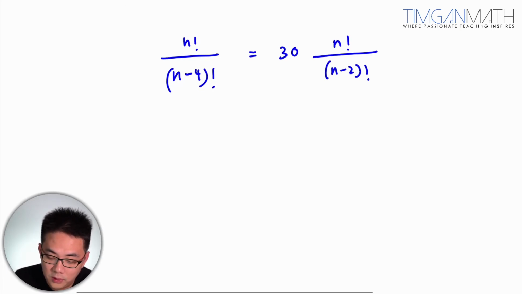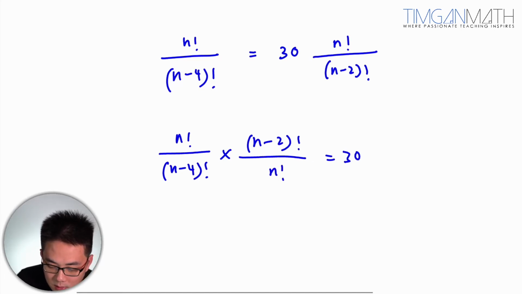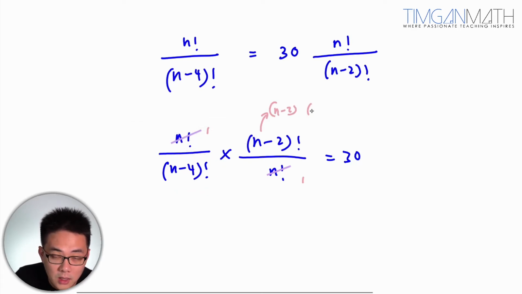This is pretty cool. Okay, I'm just going to slowly do this part here. n minus 4 factorial multiplied with n minus 2 factorial over n factorial equals 30. So this could cancel away, and this is 1, this is 1. So this part here is actually just n minus 4 factorial. This n minus 2 factorial will be n minus 2 times n minus 3 times n minus 4 factorial.